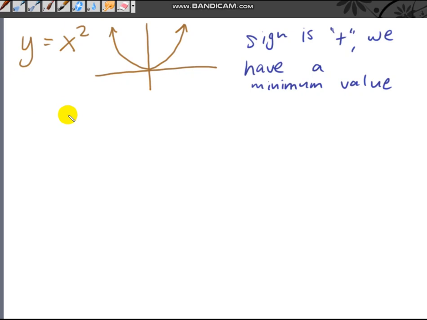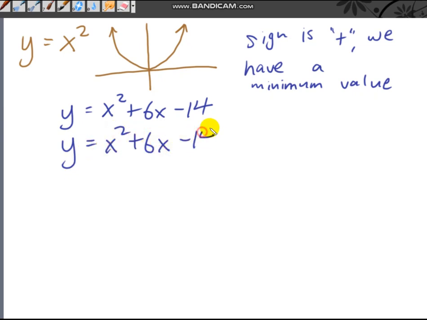All right, so let's try to do an example. So let's say I have something like y equals x squared plus 6x minus 14. Something that looks like this. Okay, so generally what you want to do when you're starting off this process called completing the square, let's go ahead and just write this again. And what we're going to do is put parentheses around our x squared term and the 6x term. So I'm going to put parentheses here and here.